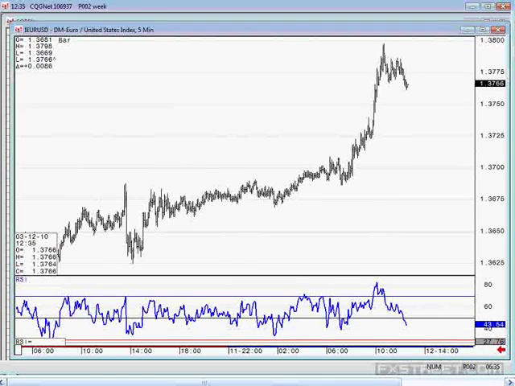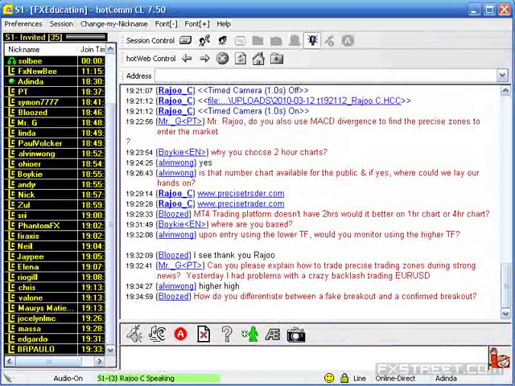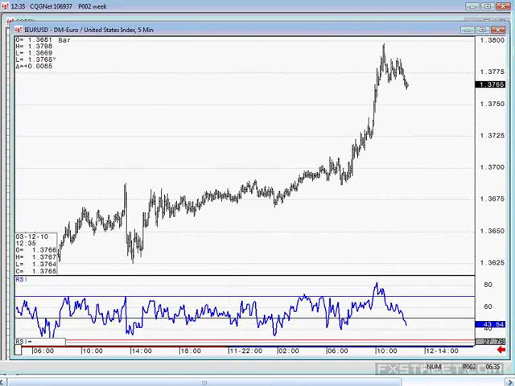The next question is, can you please explain how to trade precise trading zones during strong news? Yesterday I had problems with crazy backlash trading Euro USD. Okay, as far as the news is concerned, as I told you, I've given you the levels for you to consider.